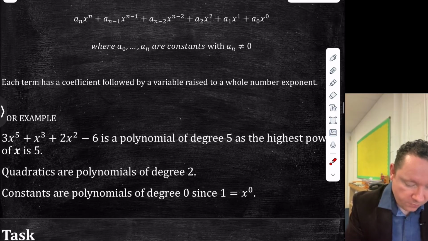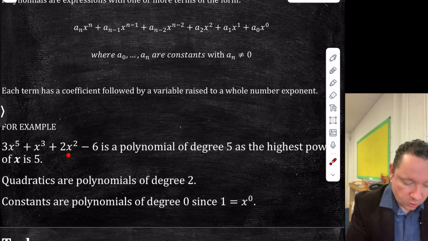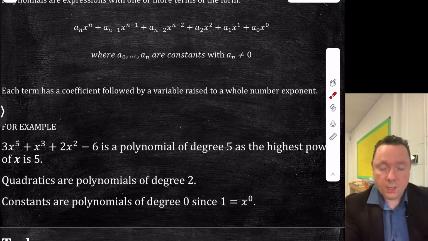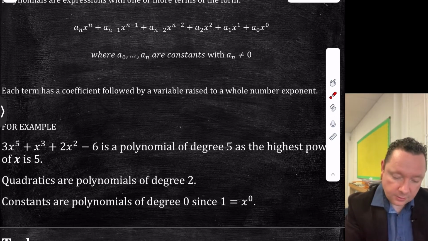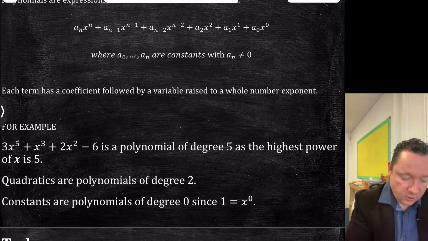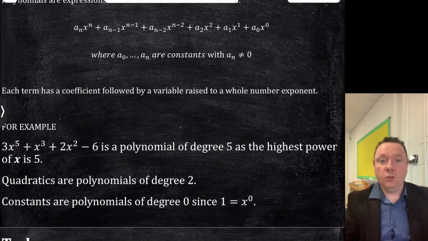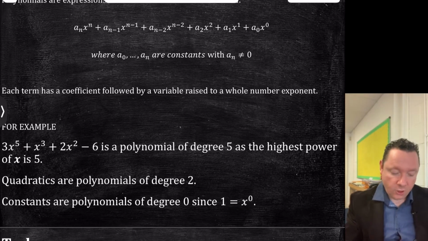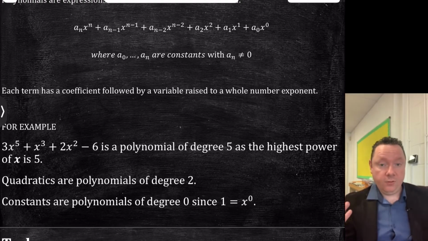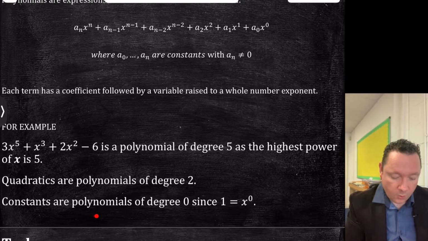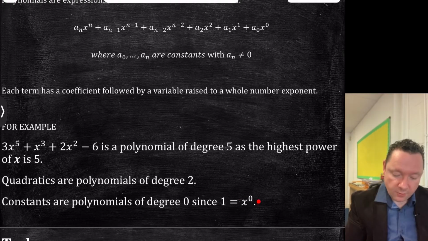For example, 3x squared plus x cubed plus 2x squared minus 6 is a polynomial. We say the degree is the highest power that the polynomial takes. So in this case, the degree is 5 because the highest power is 5. Quadratics always have a degree of 2 because the highest power is squared, and cubics would have a degree of 3 because the highest is 3. Constants are polynomials of degree 0 because x to the power 0 equals 1.